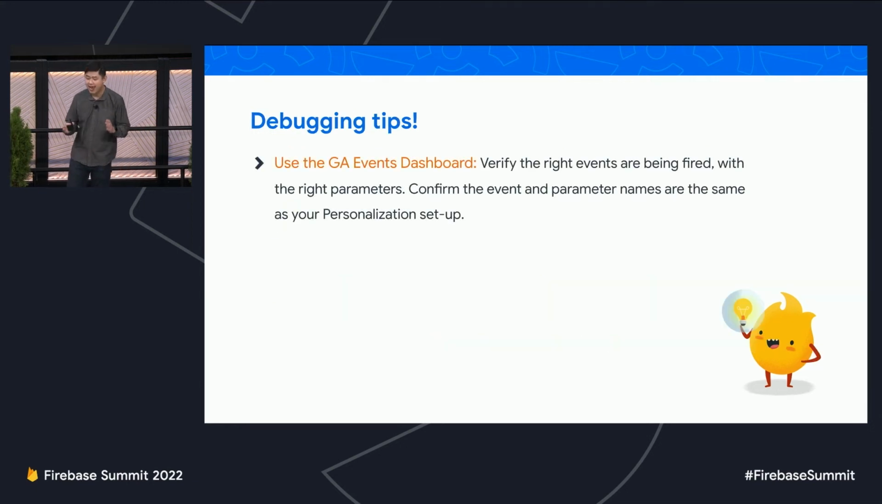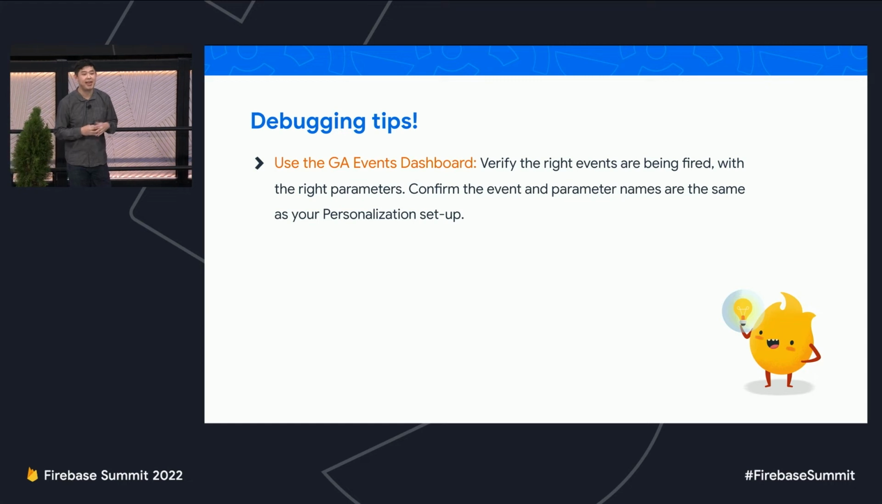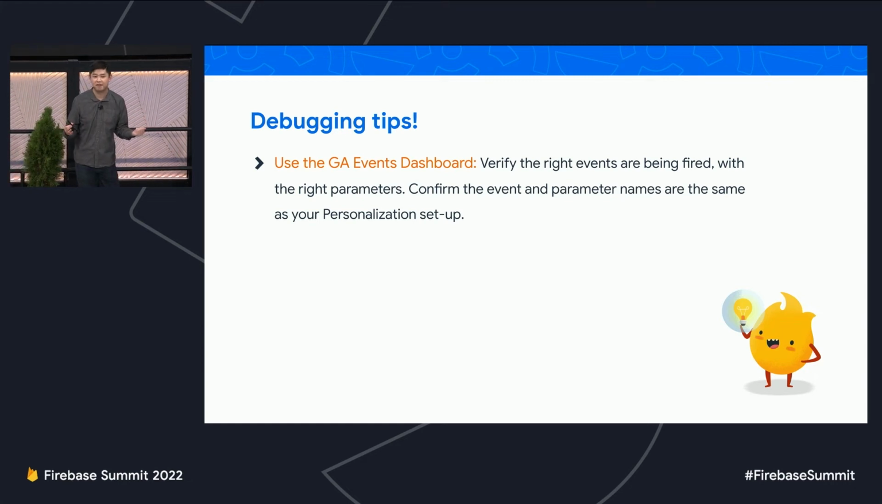Cool. And as shown before, you can use the analytics event dashboard to verify that the event you're trying to optimize for is being fired. If you're not getting any data in your personalization after a while, this is most likely the issue. If you're using custom parameter value maximization, make sure that the event and parameter names match exactly with what you see on your events dashboard, and that it has a numerical value attached to it.